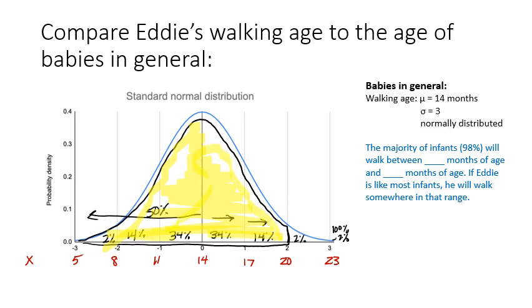Well, we can answer this question by just looking at all of these values. And we can say 98% will walk between 5 months and 20 months of age if we're looking at just that one tail. So let's go ahead and fill in the blanks. Let me get my pen out again. So here we go. We'll say the majority of infants will walk between 5 months of age and 20 months of age. And all I did is I followed these distributions down.